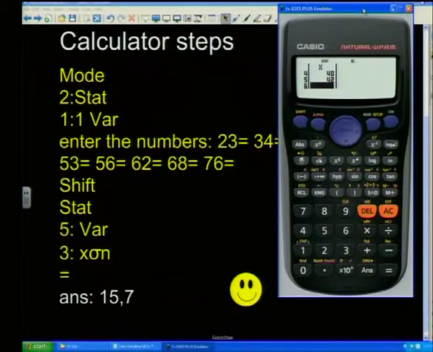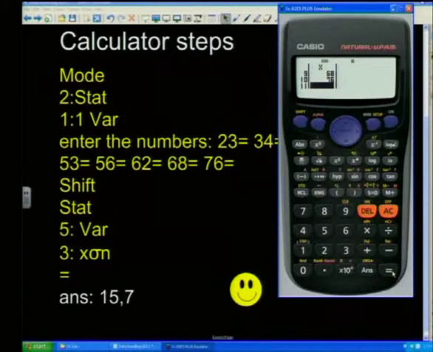Now the next one is 53. And then we've got 56, 62, 68. And guys, you notice that I'm hitting equals after every one. And then 76. Okay, we do have 10 numbers in our data set, so that is correct.